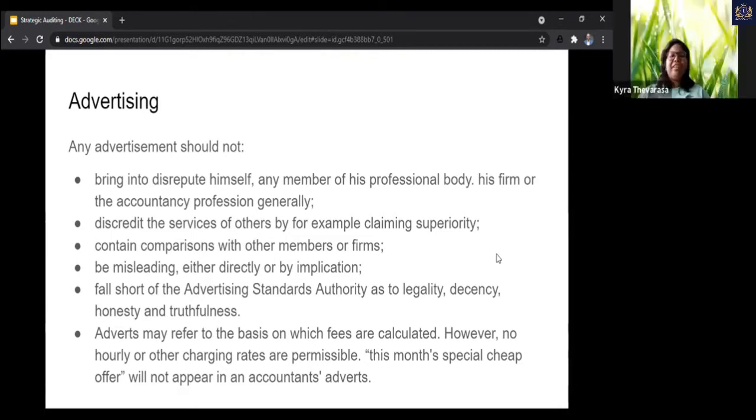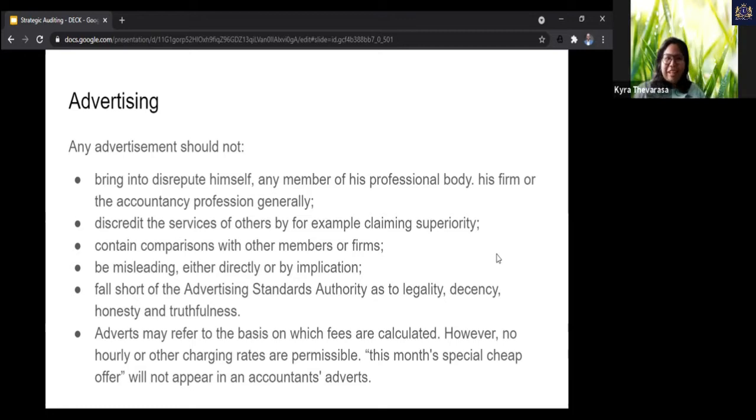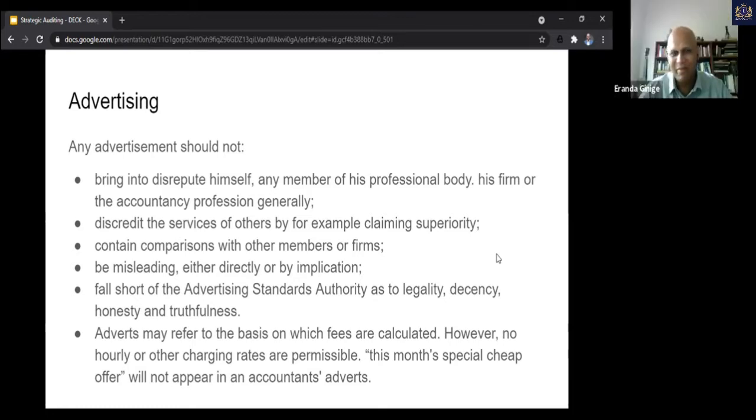Whereas in normal business, they always do that, right? Coca-Cola advertises as superior to Pepsi, and Pepsi does the same. Everyone is the number one brand in the world. Everybody's the best. But here they can't compare between other agencies.